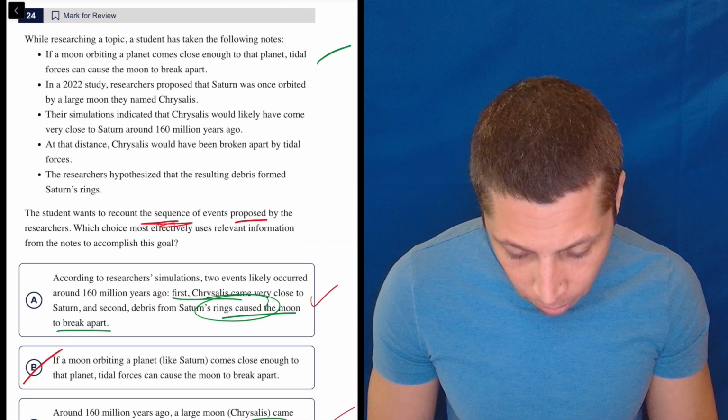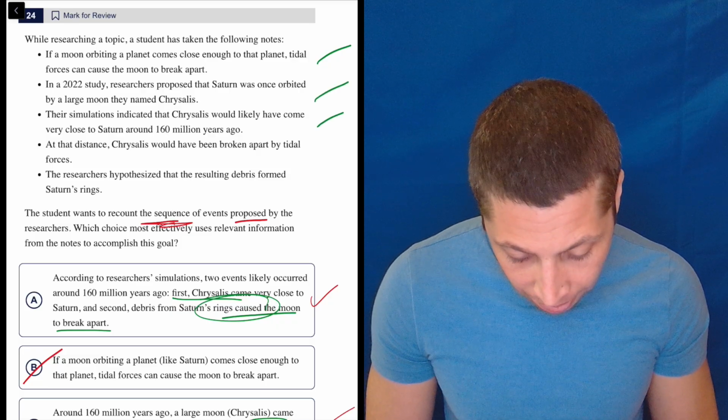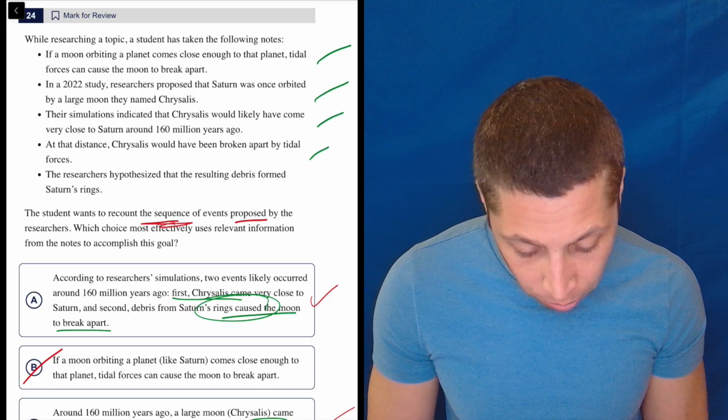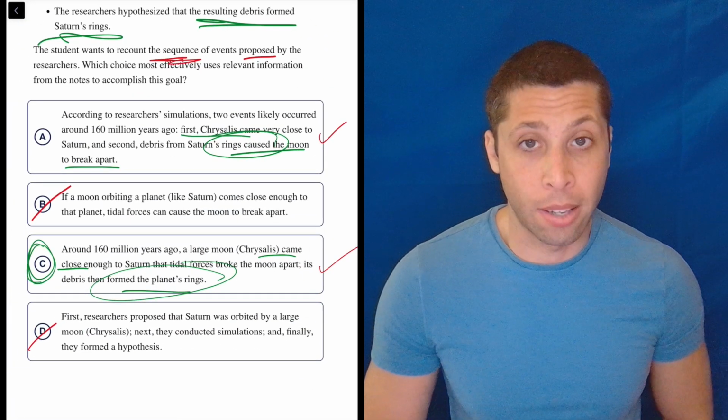This doesn't seem to help. It once orbited, would have come very close. At that distance would have broken apart. Hypothesized the resulting debris formed the rings. So that is it. Proof. Choice C is the answer.